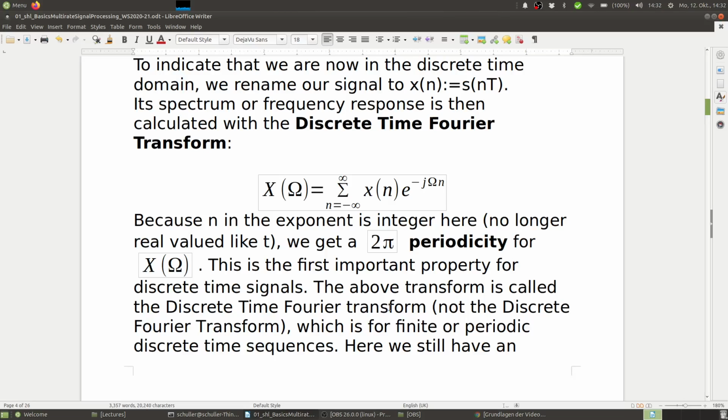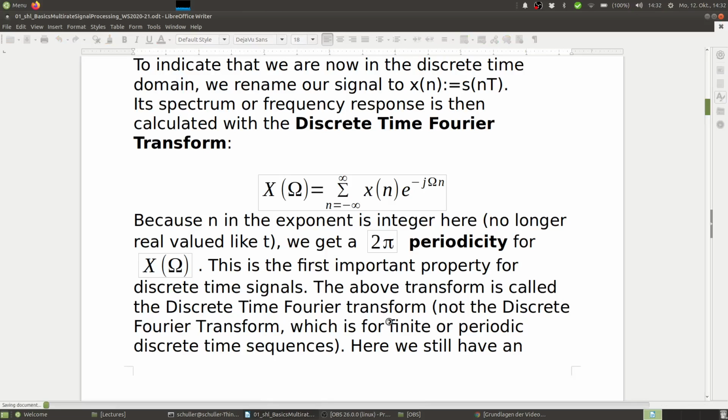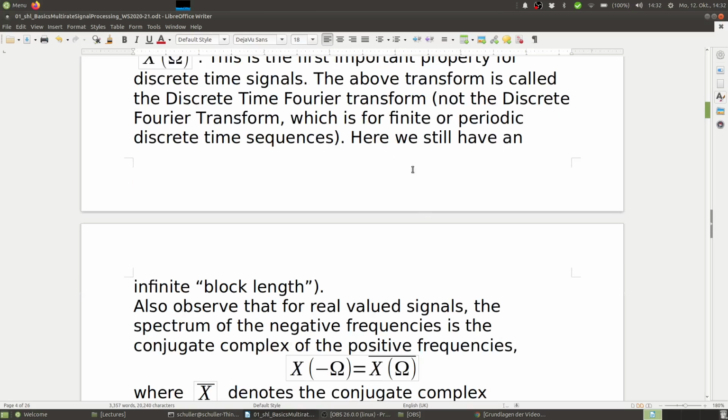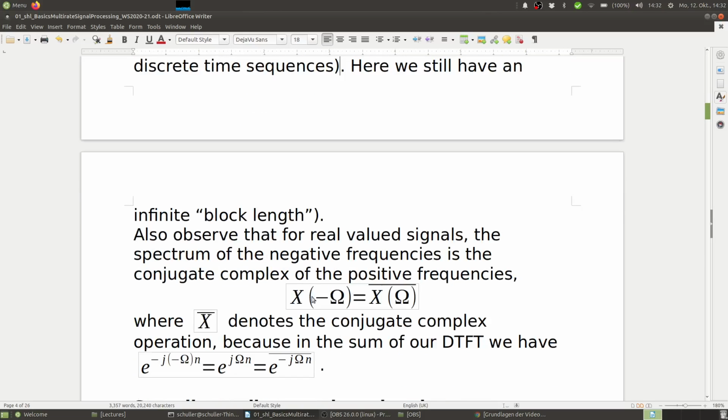The above transform is called the discrete time Fourier transform, not the discrete Fourier transform, which is for finite or periodic time sequences. So the DFT is for finite or periodic sequences. So here basically we still assume that we have an infinitely long signal. So here we still have an infinite block length.